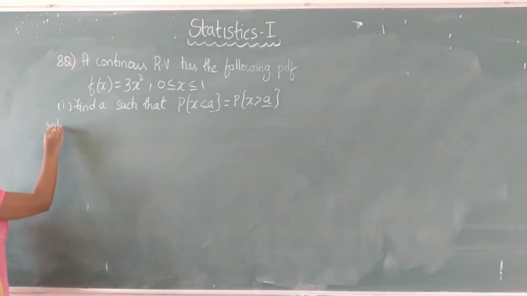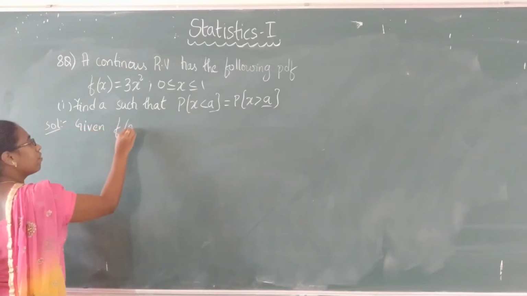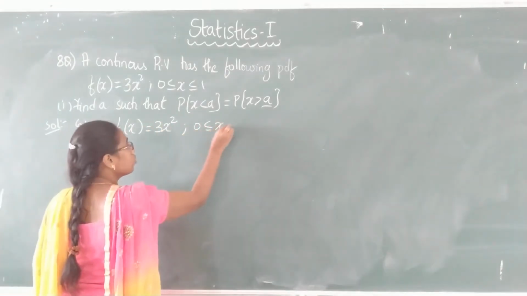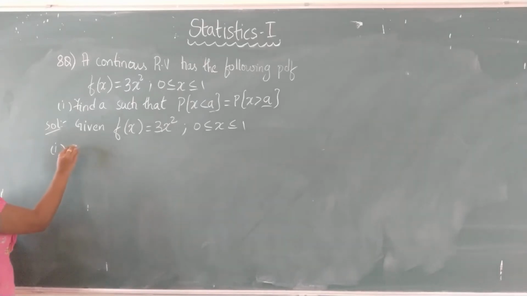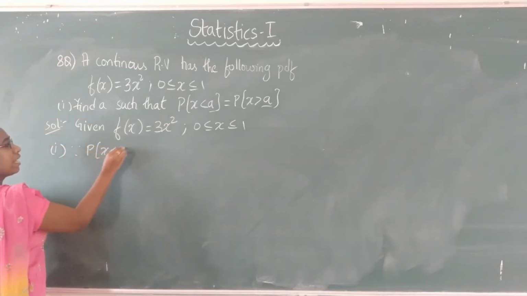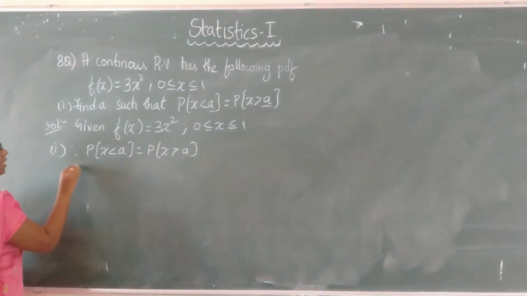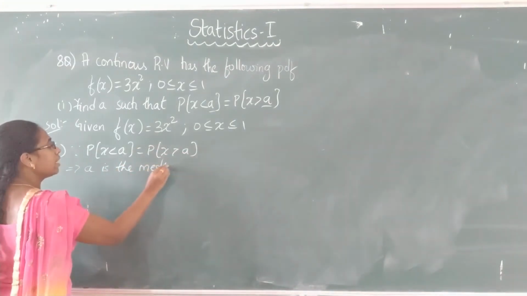Solution. Write the given PDF. Given f of x equals 3x square within the limits 0 to 1. Now, first bit, find a such that P of x less than a equals P of x greater than a, which implies that a is the median.